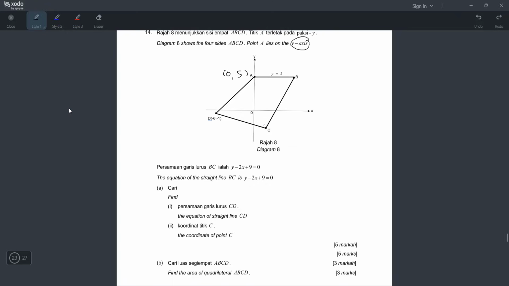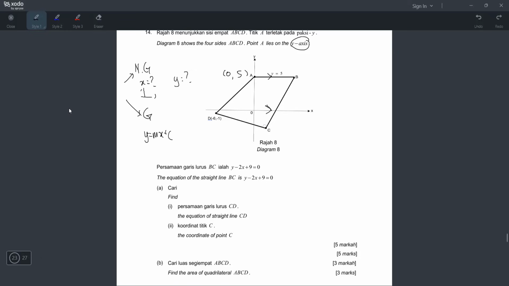Let me tell you how I know. Because the equation of AB is already given here, y equals 5. And if the equation looks like this, y equals a number, it means this is a non-gradient line. Non-gradient line means this line is completely parallel with the x-axis. The reason why I know is because of how the equation looks. Because there are two types of lines: either a non-gradient line or a gradient line. If it's a gradient line, the equation will look like this, y equals mx plus c. But for non-gradient, the equation will look like this, x equals a number or y equals a number.